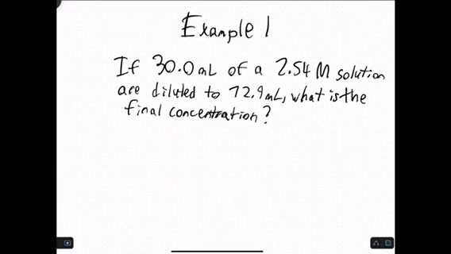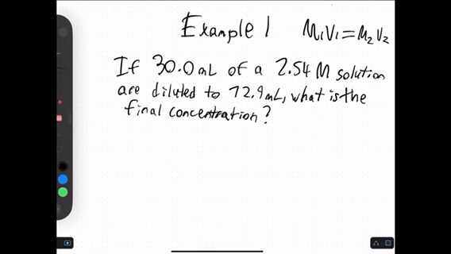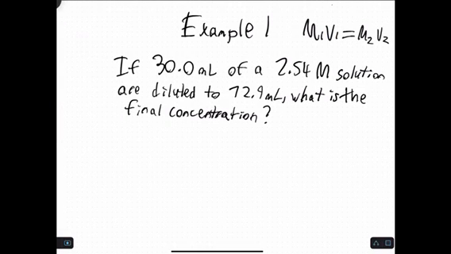So for our first example of M1V1 equals M2V2, we have: if 30 milliliters of a 2.54 molar solution are diluted into a 72.9 milliliter solution, what is the final concentration? So how do we want to tackle this problem? I have your formula just up here, just for easiest sake, so you can refer to it. So our first part is diluting, which is which part? So our 30 milliliters, is that volume or mass? That is volume, so we're going to highlight that.